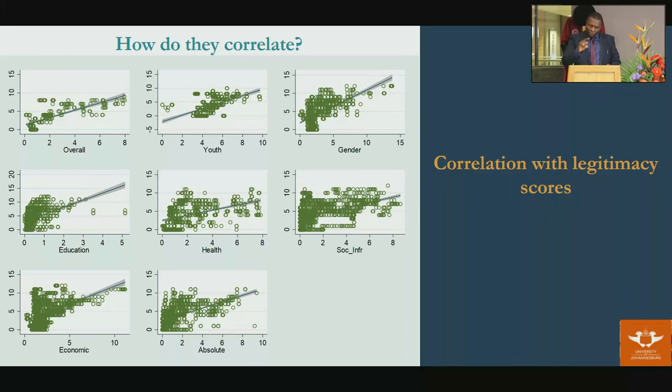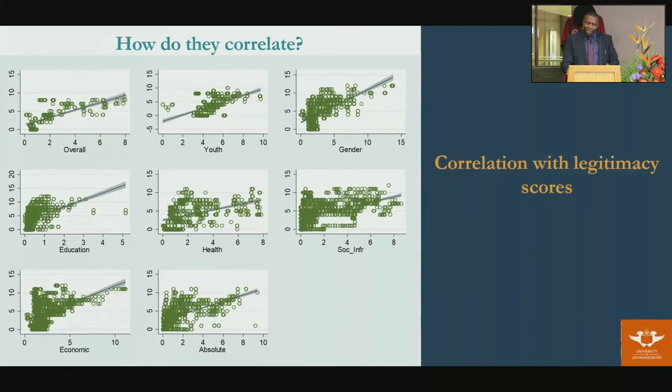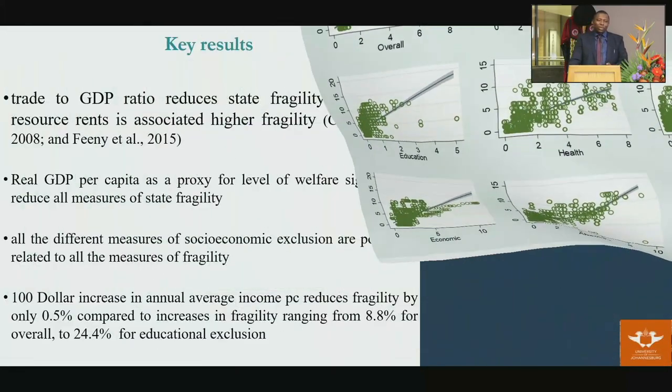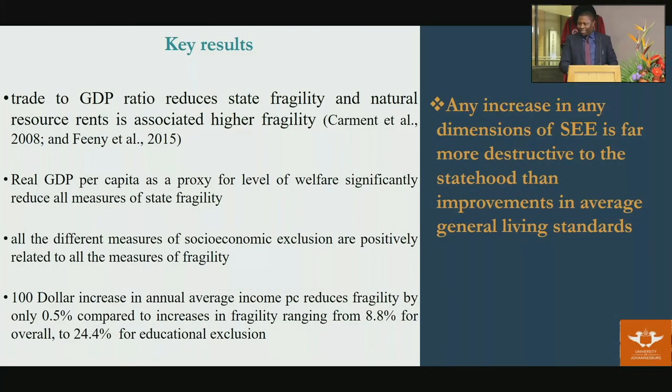Legitimacy. The previous was effectiveness, and the other was overall. It's the same. Yeah, this is effectiveness. So legitimacy, effectiveness. The first thing we establish here is that there is a strong positive correlation between exclusion and state fragility. Therefore, exclusion can lead to state failure. The question is, what causes what?